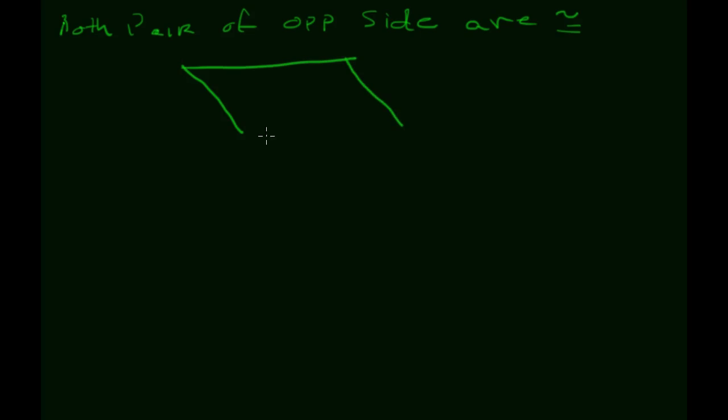Okay, so the first one we're going to get is that if both pairs of opposite sides of a quadrilateral are congruent, then we have a parallelogram. Okay, so we're going to prove this. I'm going to create a quadrilateral. We're going to call it QRST. We're going to throw this in there because we're going to need it.